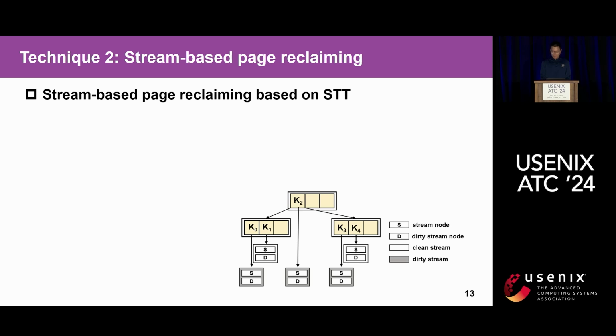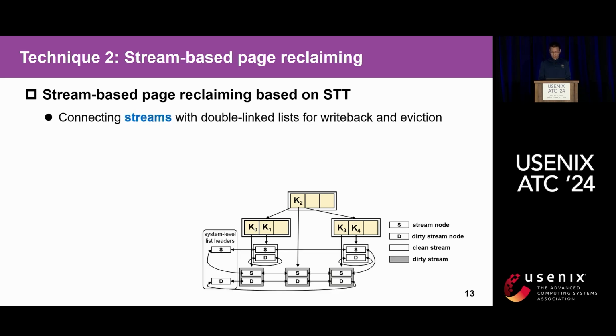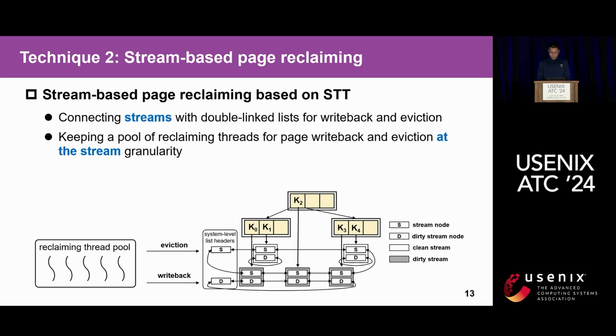The second technique is the stream-based page reclaiming. It performs page writeback and eviction based on the STT stream descriptors, which can keep low interference to the foreground I/O requests. StreamCache designs two system-wide double-linked lists that connect all streams and the dirty streams respectively. Based on the global stream list, a pool of background reclaiming threads is kept to perform page writeback and page eviction at the stream granularity.